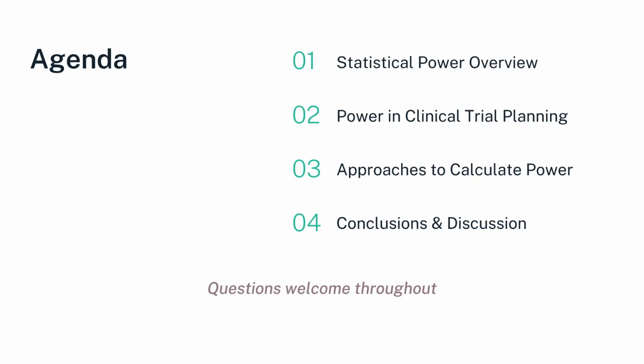In terms of what we're going to cover, we're going to first cover what statistical power is at its highest level, and then break that down into how it looks within the hypothesis testing framework. We'll then talk about power in the context of clinical trial planning, and then these practical approaches to calculating power: these analytic approximate approaches, these exact approaches, and these simulation-based approaches. At the end, there'll be some conclusions and discussion.